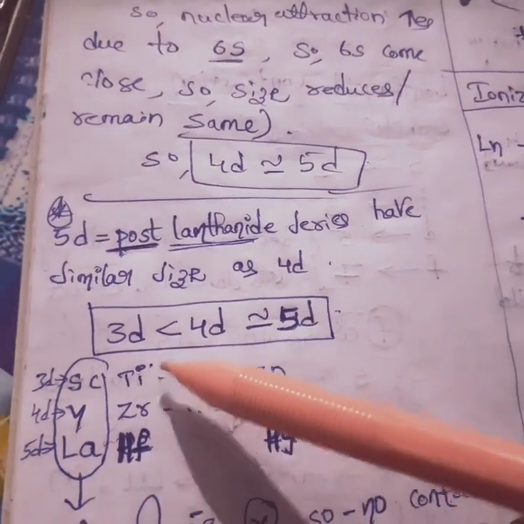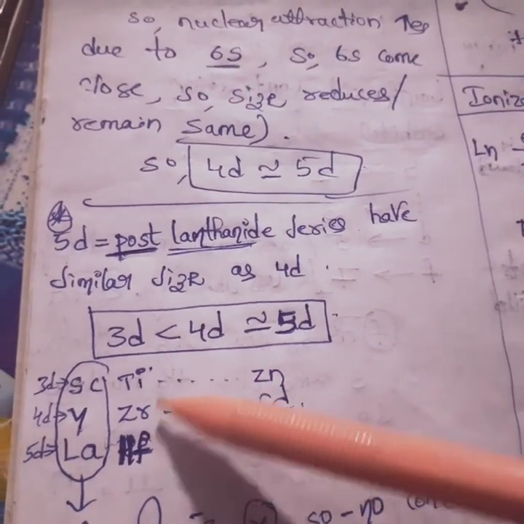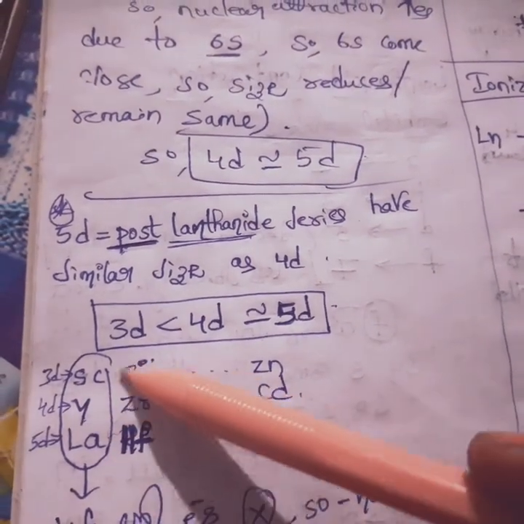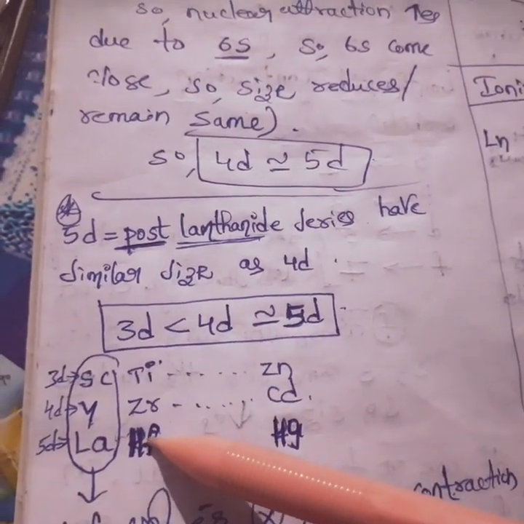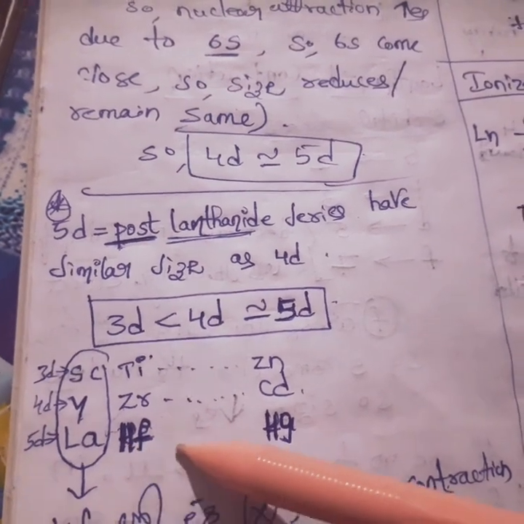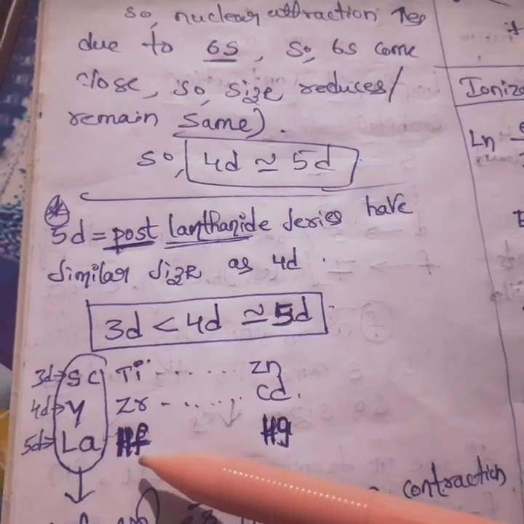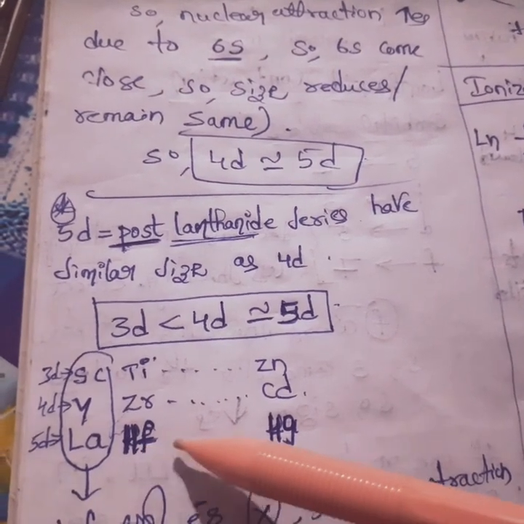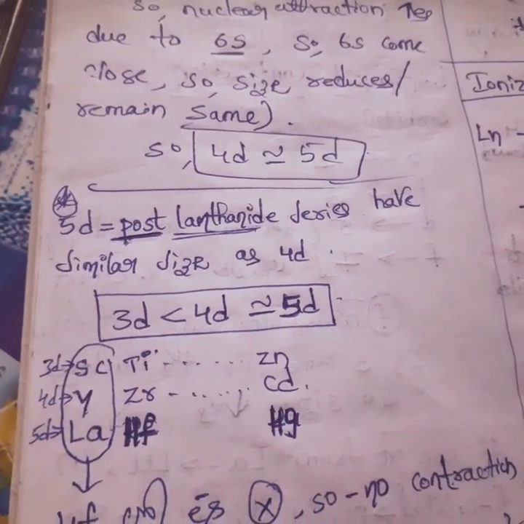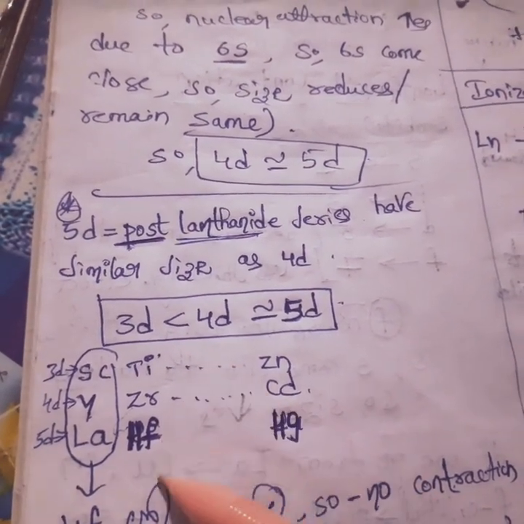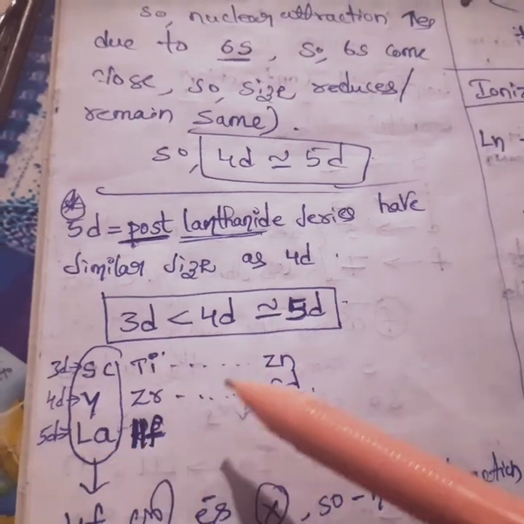Whereas from titanium to zirconium, size increases. But here, due to lanthanoid contraction, in hafnium 4f electrons are present. We know that 4f has poor shielding effect, so the 6s comes close to the nucleus, so that size decreases or almost remains the same. These two things we have to remember.